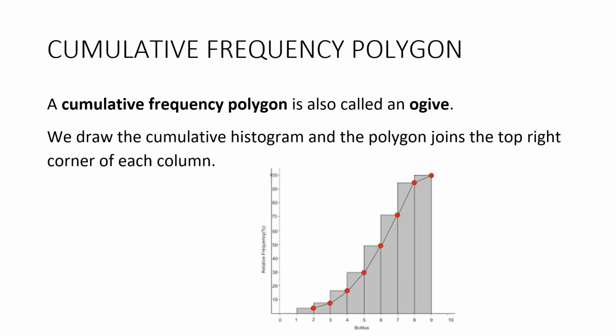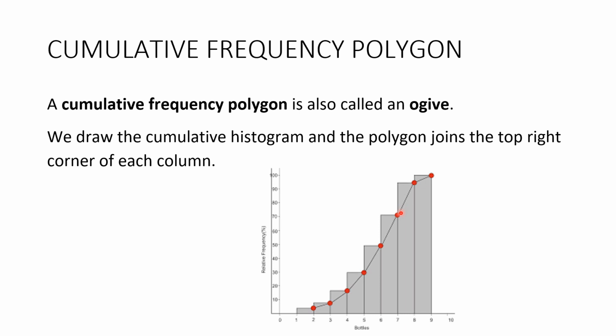Now, something you might not have covered in junior school is a cumulative frequency polygon. It's also called an ogive. Now we draw the cumulative histogram. Remember, cumulative frequency means we're adding on the frequency each time. So you should see these columns get taller and taller in height.